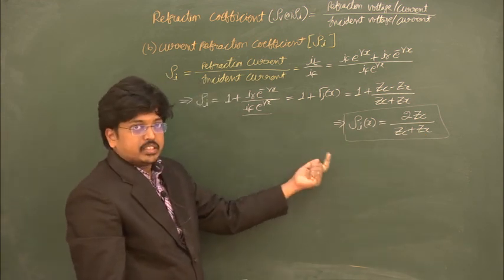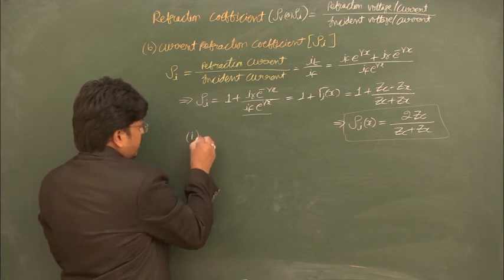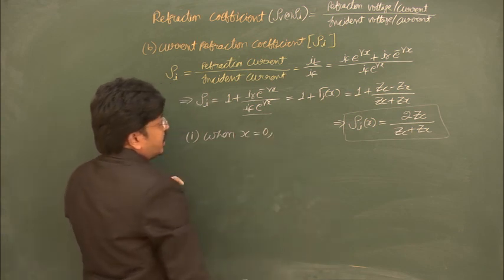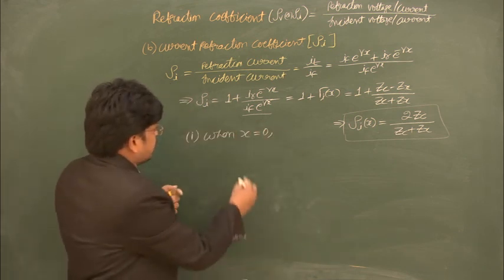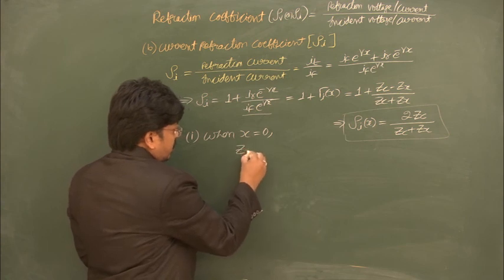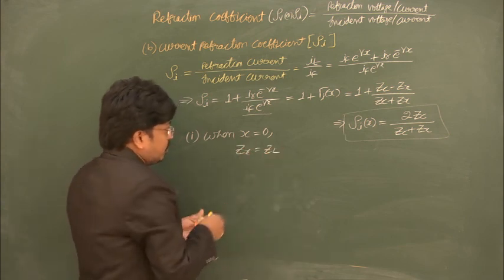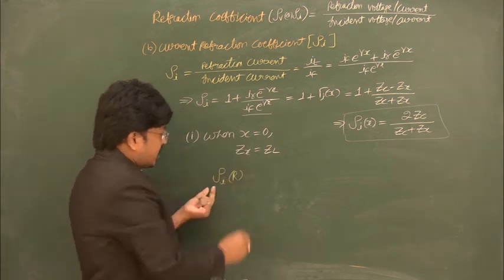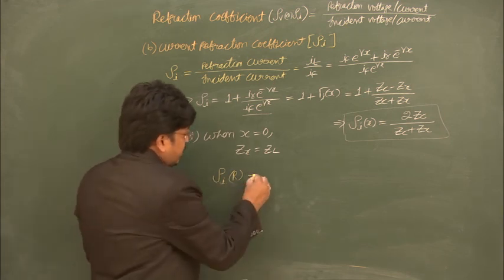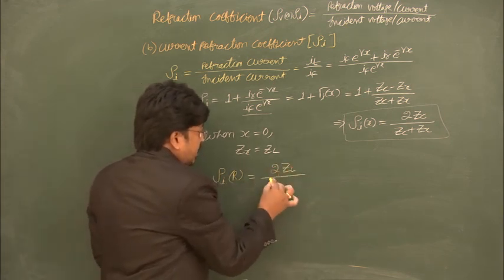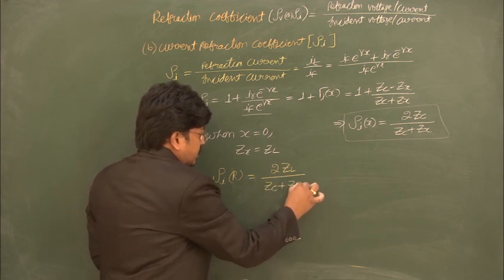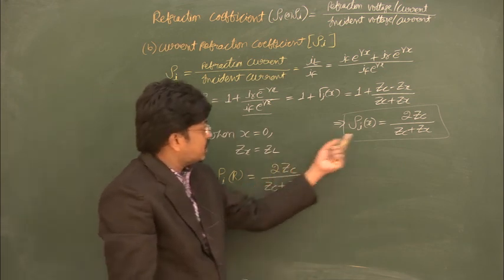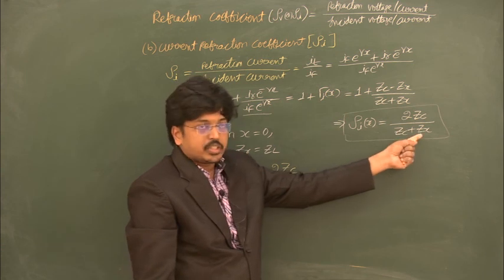Now we have to take it at the two ends, the receiving end as well as the sending end. In the first case, when x equivalent to 0, we can determine the refraction quotient at the receiving end side. That is, when x equivalent to 0, Zx equivalent to ZL. Therefore, the current refraction quotient at the receiving end side is equivalent to 2ZC by (ZC plus ZL). Simply substitute Zx equivalent to ZL in this expression.